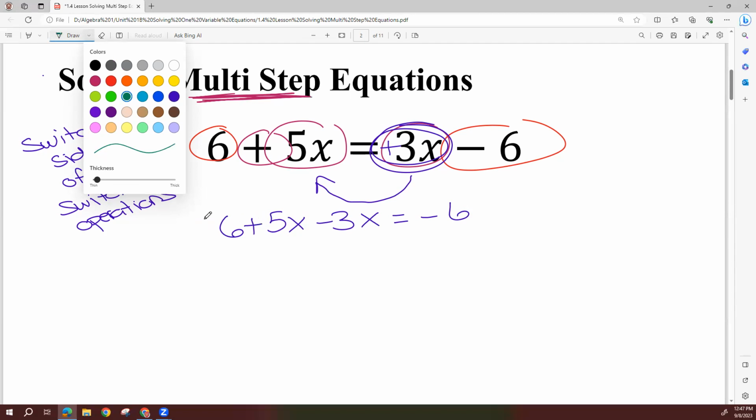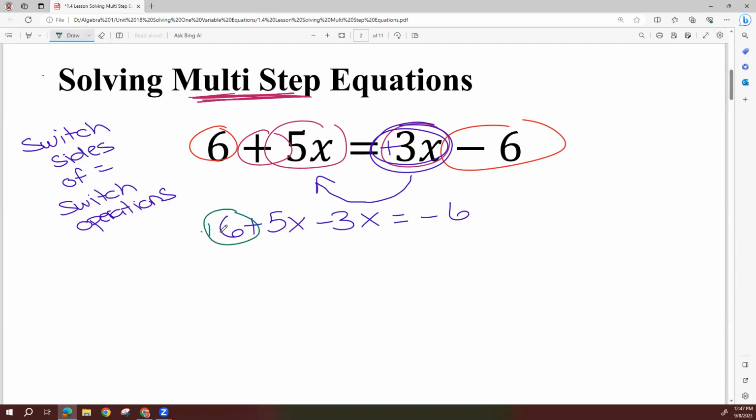Now I want to move this constant, this positive 6. There's a plus in front of it, even though we didn't write it. I want to move it over here with my other constant. And when I switch the side of the equal sign, I'm going to switch the operation we're doing. And so on this left side, we're left with 5x minus 3x. We have our minus 6 that was over here. And this plus 6 turns into another minus 6 when it comes over here.